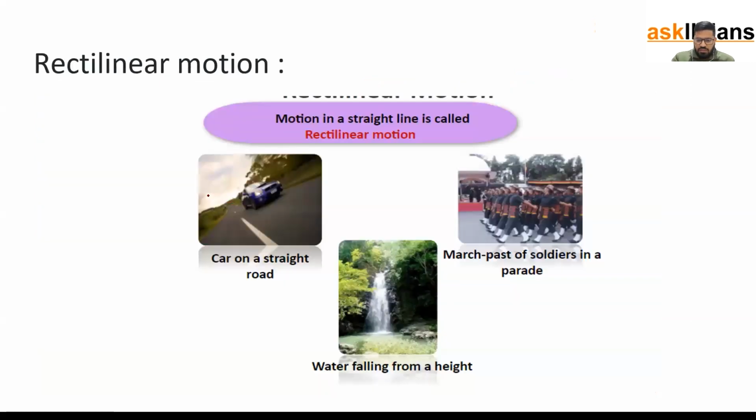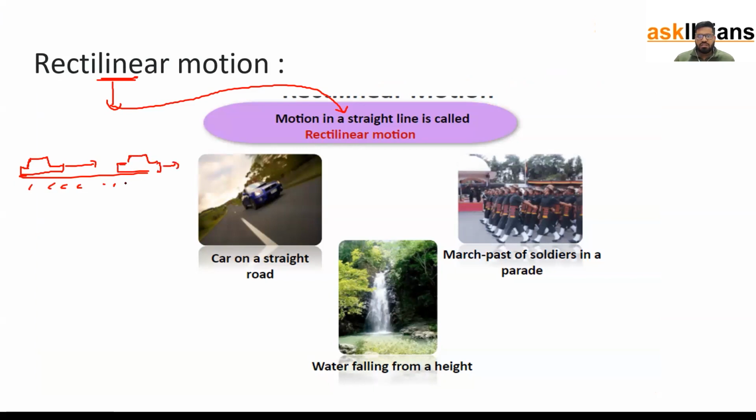Clear? Now see, first of all, rectilinear motion. Rectilinear motion, as I already defined, is made from the word line. Line means in a straight line. So motion in a straight line is called rectilinear motion. Okay. I have already given you the example of the car. Suppose a car is moving on a straight road. So it is performing a motion which is known as rectilinear motion.